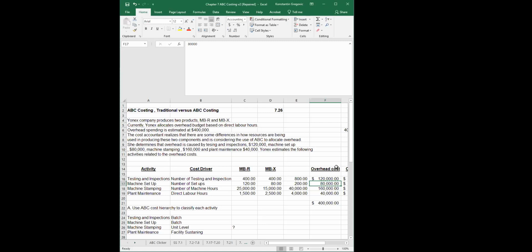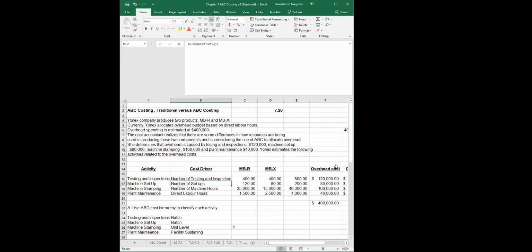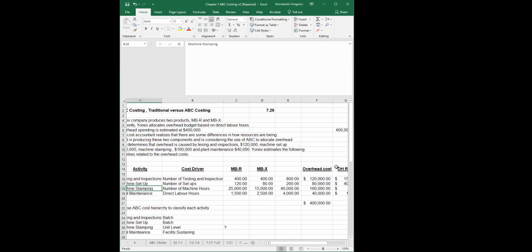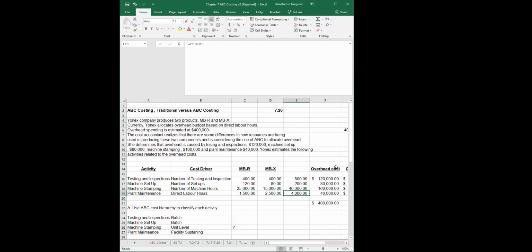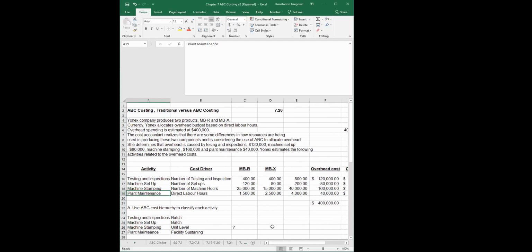Terrence, overhead rate, machine setup. Is it 400? 400, good. Machine stamping, overhead rate. 4. Good. Plant maintenance, overhead rate. 10. Good. There you go. So now you've got your overhead rates.